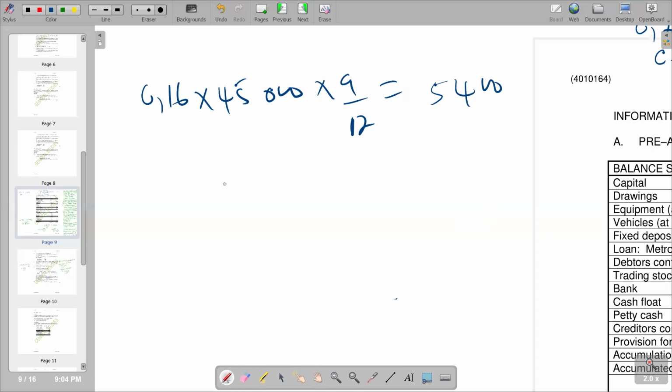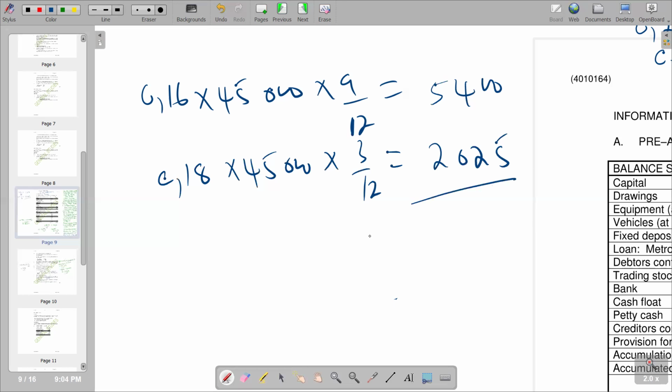And then after the increase, it was 18%, which is 0.18 as a decimal, times 45,000 times 3 over 12. So basically, we are saying 0.18 times 45,000, and then we multiply by 3 over 12. We're going to get 2,025.